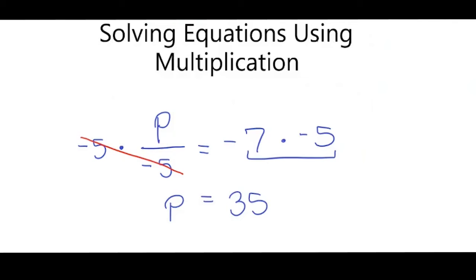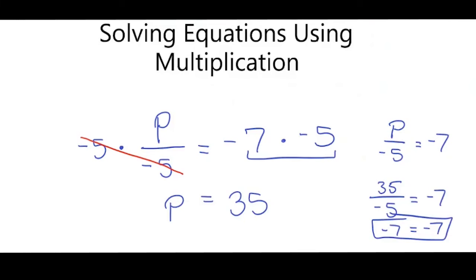So now I need to test it, and I'll rewrite the original equation, which is p divided by -5 equals -7. Well, if p is 35, let's plug that in and see if that's true. 35 divided by -5 is -7. Well, let's say 35 divided by 5, well, that's -7 equals -7. This is true. That means that p is equal to 35.